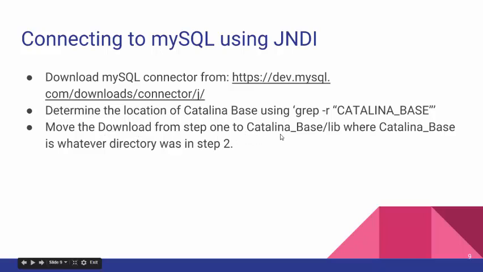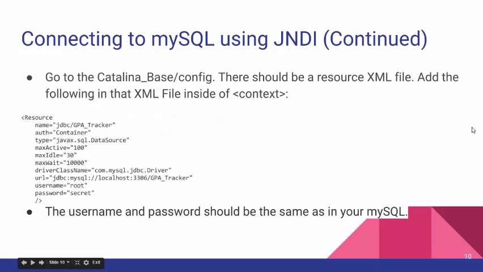Move to wherever Catalina base is, ls -l, and move the SQL connector to that folder. Next, go to Catalina base/conf. Insert this inside of the context XML before the ending tag. The username and password need to be whatever username and password you want to use for MySQL.